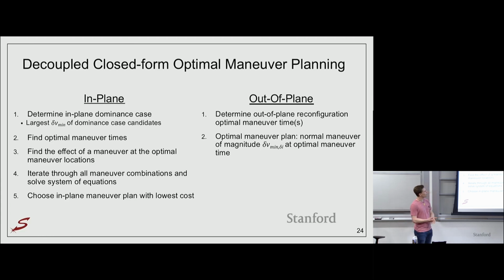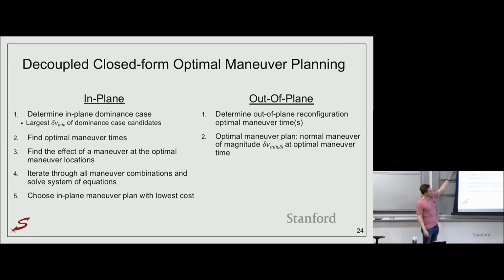So to solve this problem, we're first going to determine the in-plane dominance case of the actual reconfiguration control problem. To do this, we're effectively going to do that maximization problem by hand. We know all possible variations of lambda, so we're just going to check all of them and maximize it. The largest one is the dominance case of the control problem.